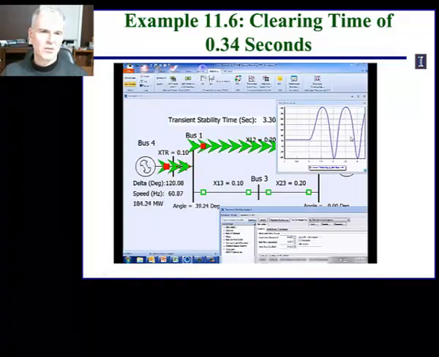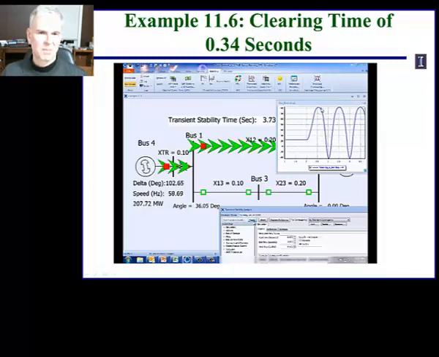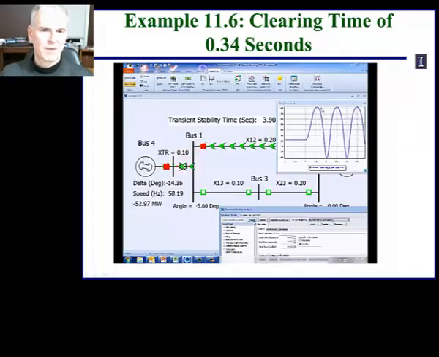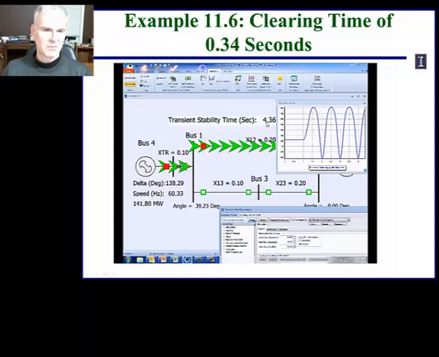This 0.34 clearing is right at the margin of stability. So our angle here got pretty close to where we would have lost synchronism. And then we run the system out to 5 seconds, and that'll show us the total response of the system.